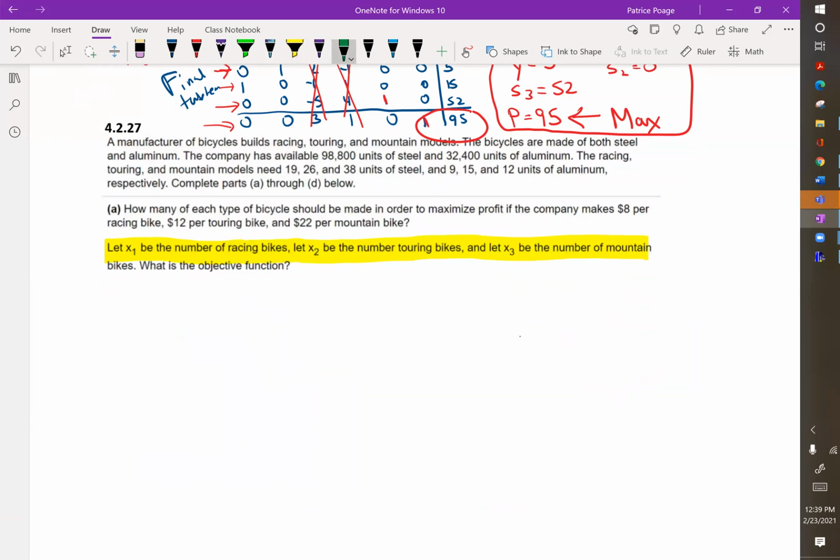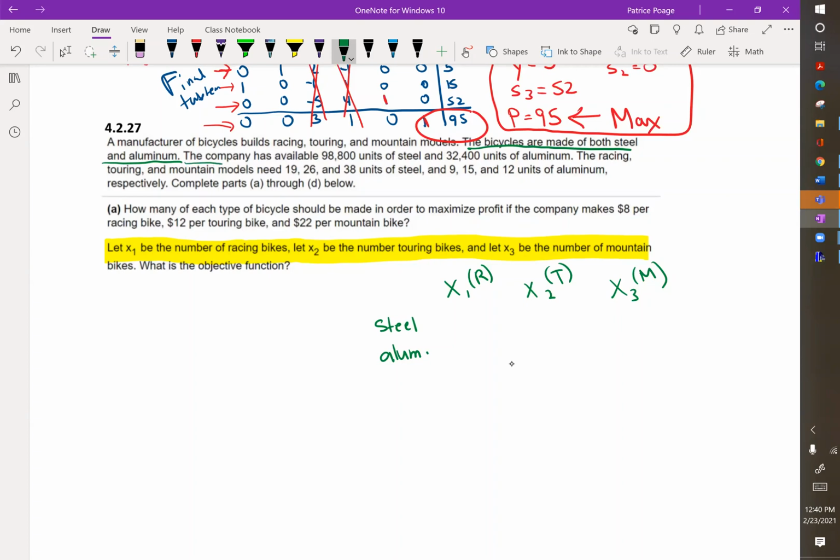So we're going to have to set up our own linear programming problem. So here's my hint to you on that. I usually make a table to do that, and I always want my variables going across the top of my table because they're going to turn into equations. So this was racing bikes, this was touring, and this was mountain bikes. All right. And it says the bicycles are made of both steel and aluminum. So this is all my little scratch work going on here. Steel and aluminum.